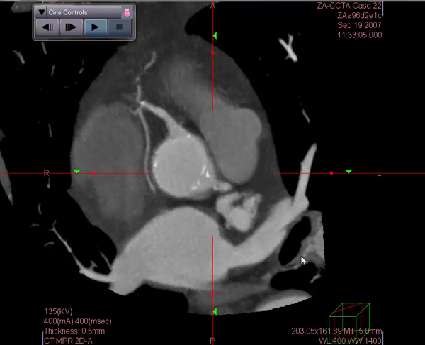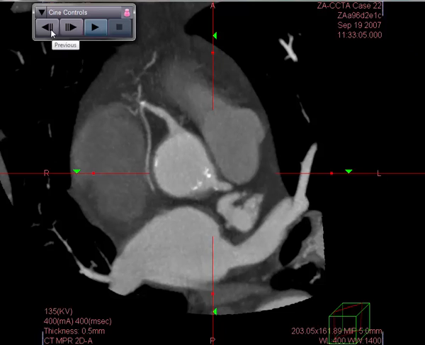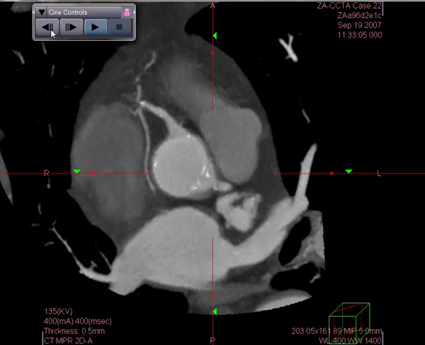This is CCTA case number 22. The history is that of an 80-year-old man with shortness of breath and an abnormal stress test. There are 3 phases for review of the coronary arteries. Those can be changed by either going to the next or the previous button until we get to the phase that we're interested in looking at.